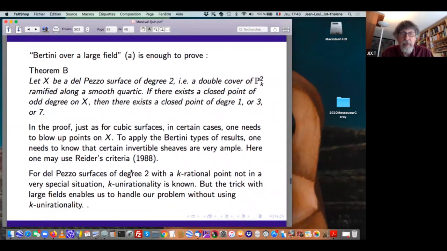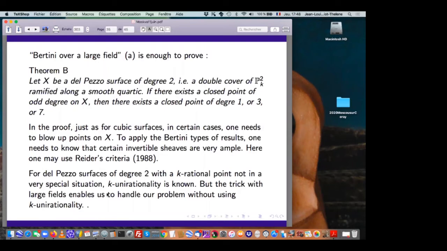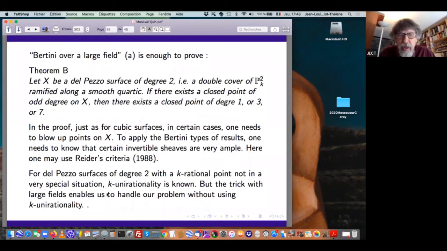Okay, so for del Pezzo of degree 2, a K-rational point is not in a very special situation. K-unirationality is known. So many people have worked on this. There's something in Manin's book, and then Van Luijk worked a lot on this, also, I think, with Salgado and with Alvarado. But there are a few cases which are left over where the rational point lies on, I don't know, many exceptional curves at the same time. Anyway, the trick with large fields, sorry? The ramification curve as well, right? A ramification curve as well, yeah.